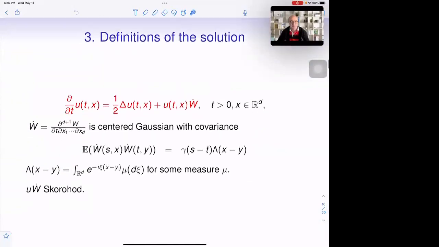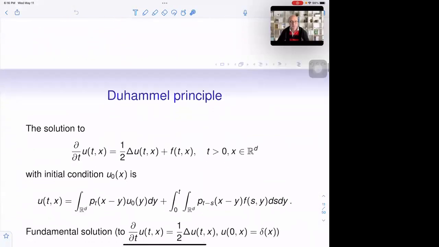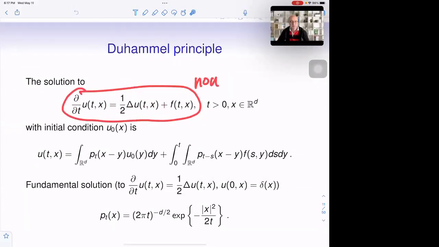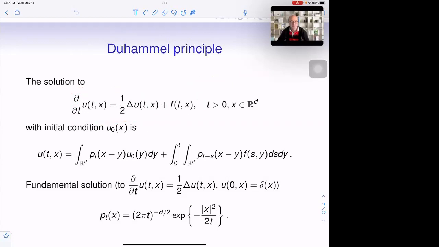Okay, so now, as I said before, this has no meaning. So what's the meaning of the product? This has no meaning, so what's the solution? First we know that if you consider this heat equation with non-homogeneous term, then the solution of this equation can be written by this, okay?